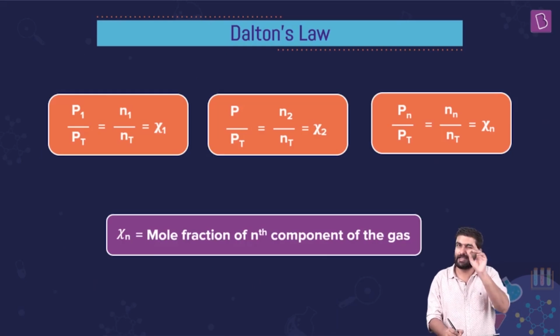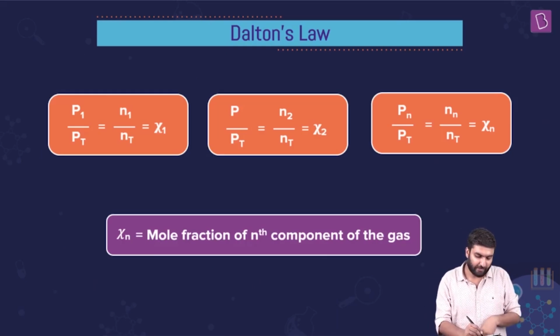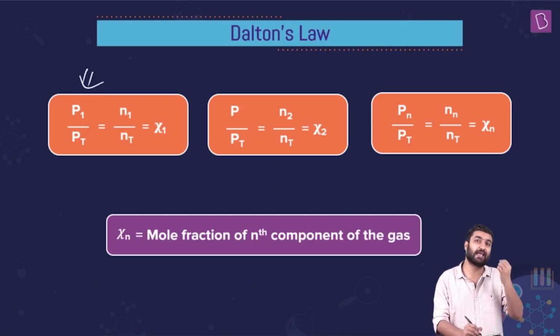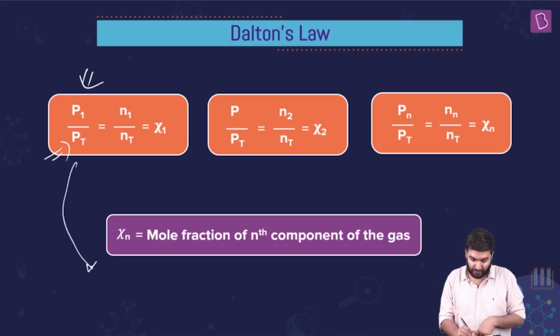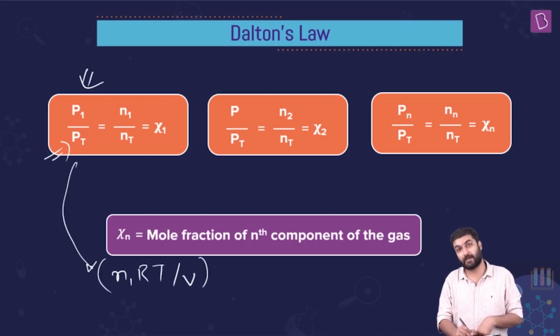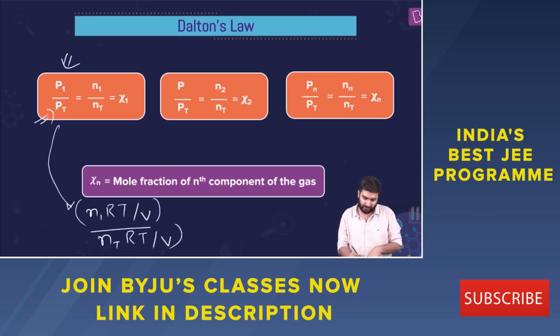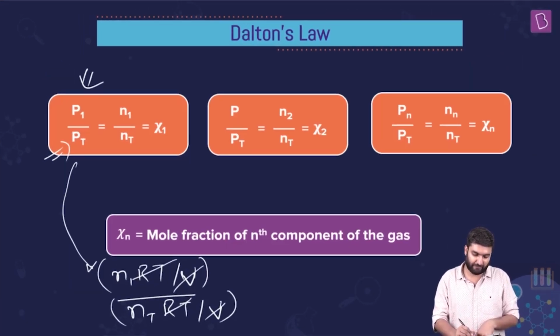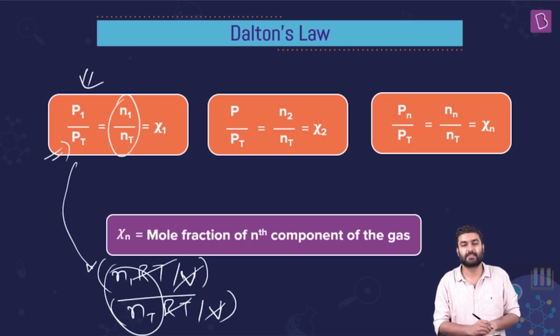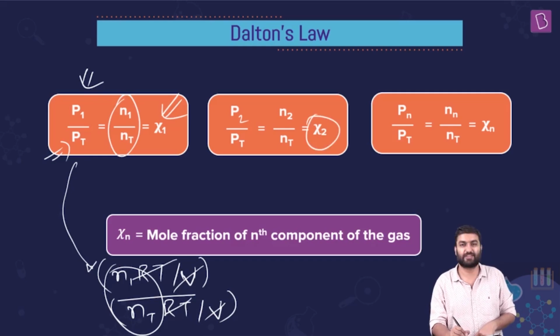Okay. Now, one teeny tiny little concept. Let's take this example. We have the partial pressure of gas 1 divided by the total pressure, P1 by PT. What is the partial pressure of 1? N1 RT by V, correct? This is capital V. What is the total pressure? Total number of moles, NT, RT divided by V. These two things cancel out. What do we have? N1 by NT. What is this? The mole fraction of gas 1. Similarly, P2 by PT becomes essentially what? The mole fraction of gas 2.